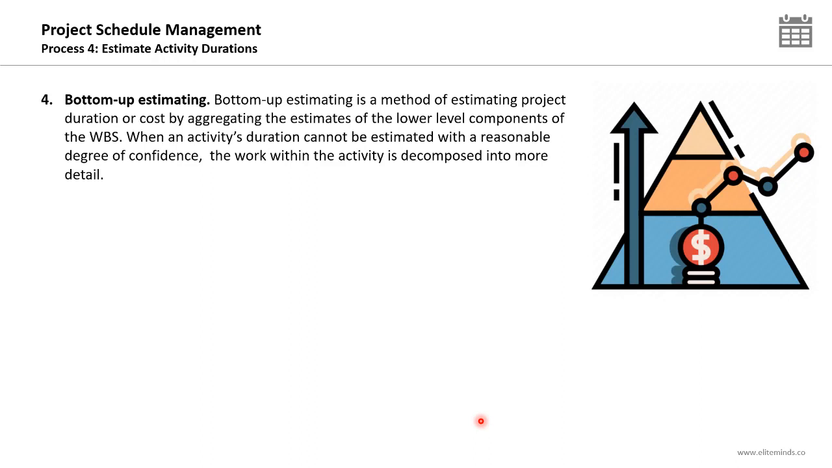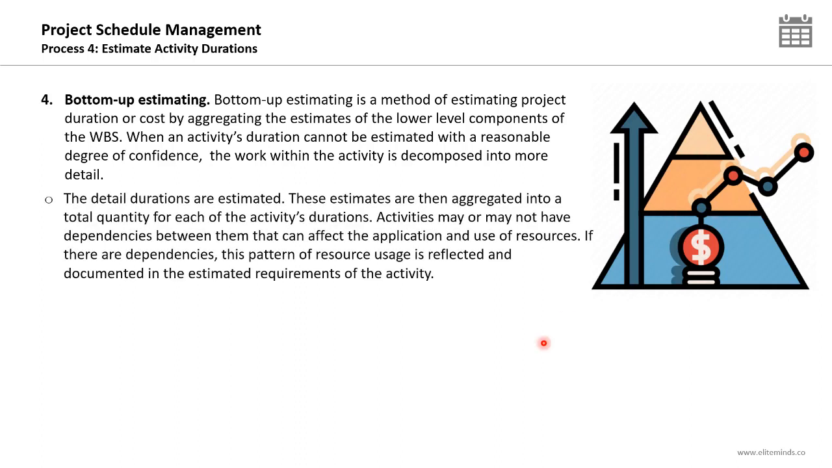Now, the most accurate estimation technique is the bottom-up estimating. It's time-consuming, but it is the most accurate one. It's a method of estimating projected duration or cost by aggregating the estimates of the lower-level components of the work breakdown structure. When an activity's duration cannot be estimated with a reasonable degree of confidence, the work within the activity is decomposed into more detail. This is why it's time-consuming. We will start with the bottom of the project and we will start aggregating till we reach the overall duration or budget of the project.